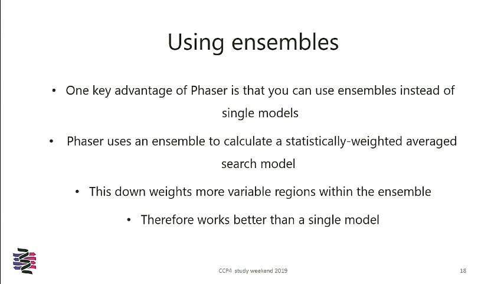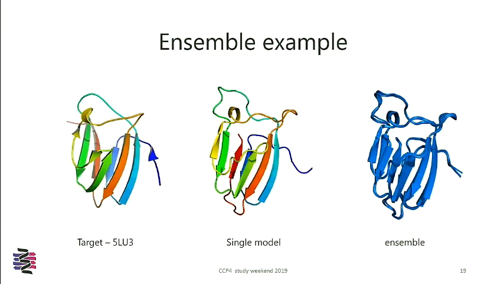The other great advantage of Phaser is that you can use ensembles. So an ensemble generates a statistically weighted average model. What this means really is that it downweights the really variable regions of the protein and works better than a single model. I've already had some success with this.